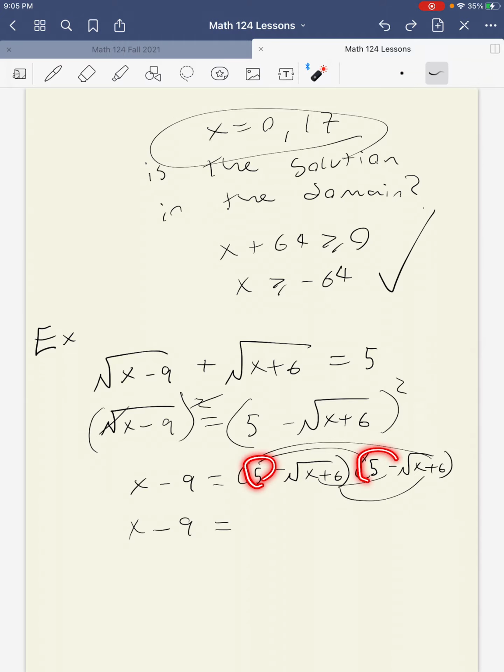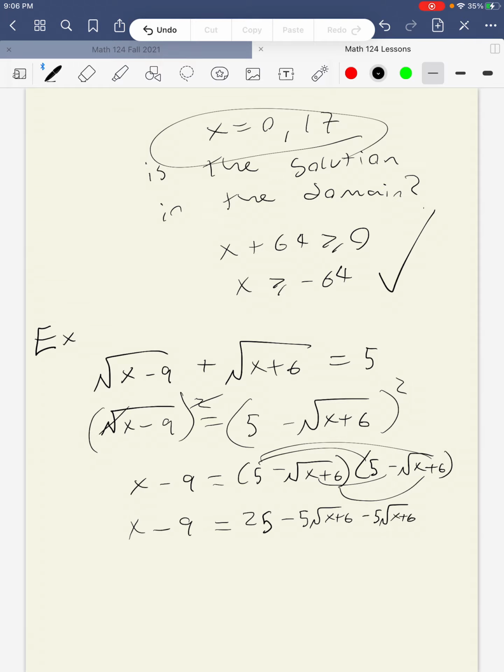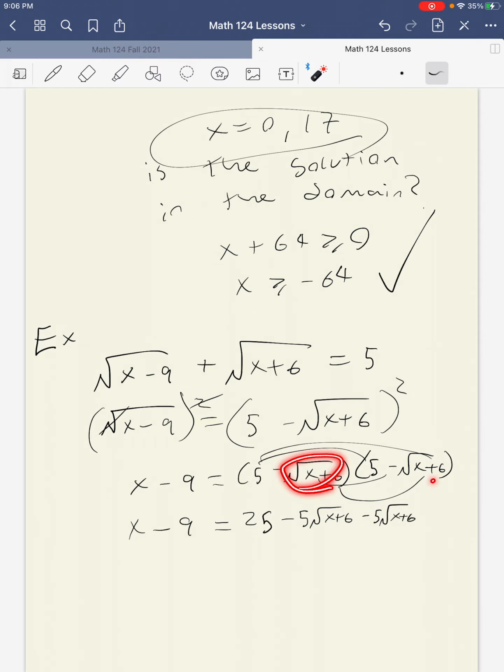So when we FOIL out, we do 5 times 5, 25. 5 times negative root x plus 6, so that's negative 5 root x plus 6. We do negative root x plus 6 times 5. That gives us another negative 5 root x plus 6. Okay, and then lastly we multiply these two terms, get a double negative, so positive. And we get this. So luckily the square and the radical cancel out.